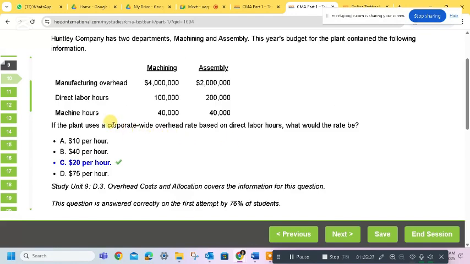How? They say corporate wide overhead rate. Corporate wide means you have to combine all of them. So if you combine, total overhead is $6 million. And the basis is labor hours, right? How many labor hours? 100, 200, 300 labor hours. 6 million divided by 320. Why? They said corporate wide. Earlier they said department wide. Now corporate wide. Am I clear?